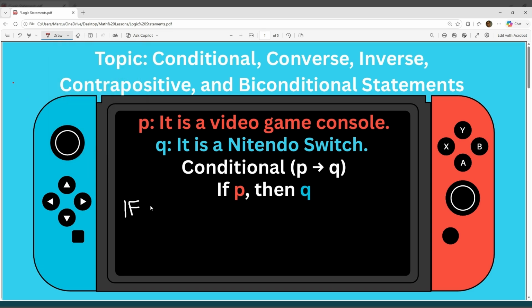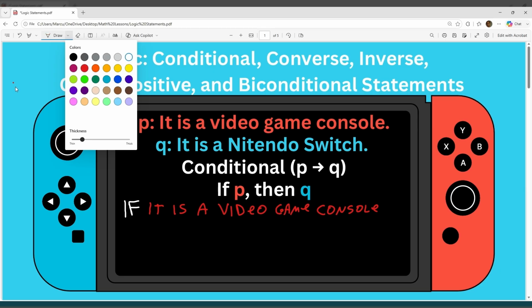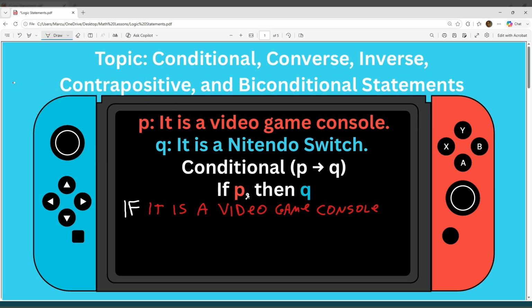So we have, if it is a video game. Please make sure you also write this down. Video game console. And then I'm switching colors. It says here, comma, then. So we're doing the same: put a comma, and then you have the word then.